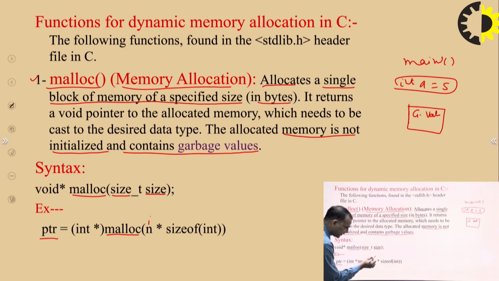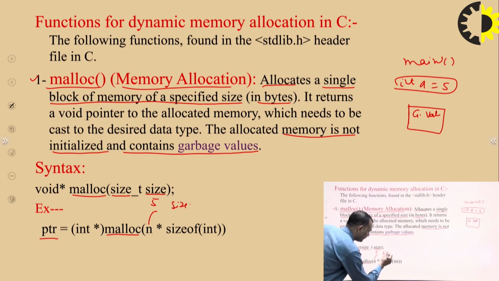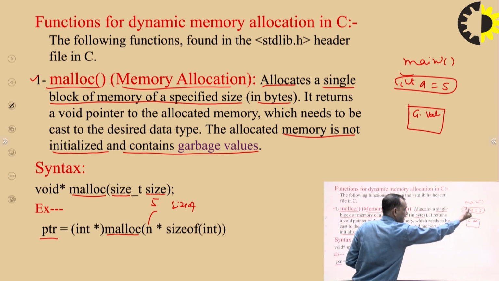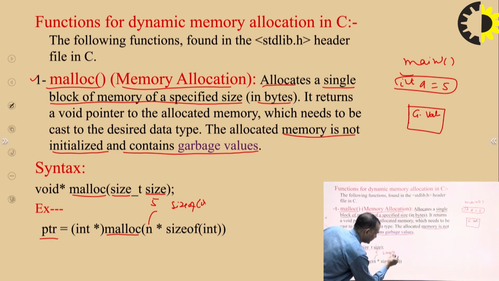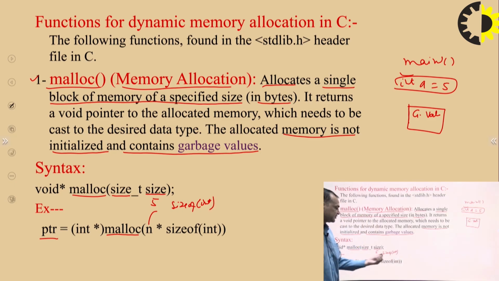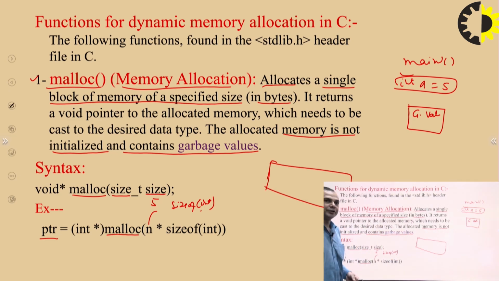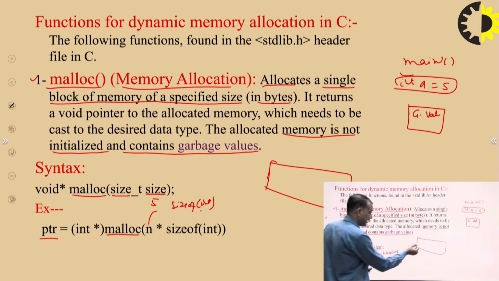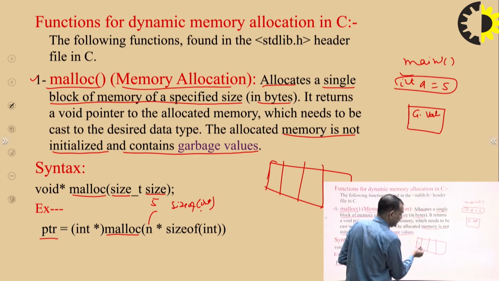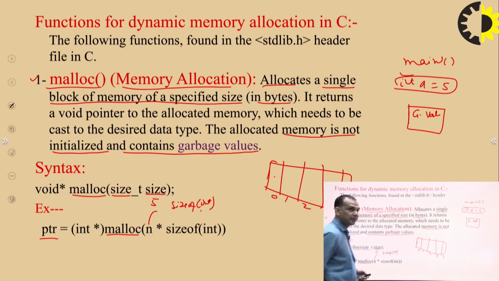Firstly we have to define the total number of variables. Suppose the total number of variables is 5, and all these variables are of integer type, so we have to declare the size of int. Suppose the size of int is 2 bytes, so it will create a 10 byte space in memory, divided into 5 parts, and these 5 parts will contain garbage values.